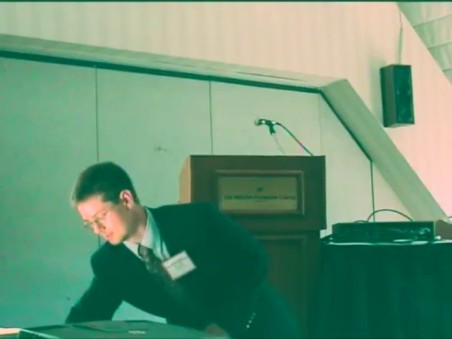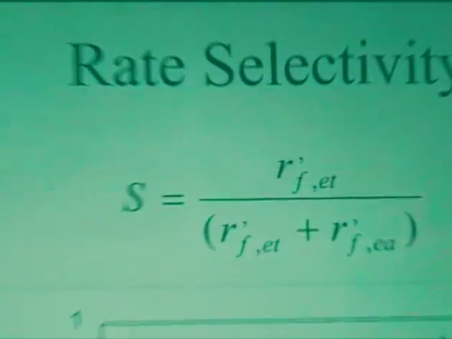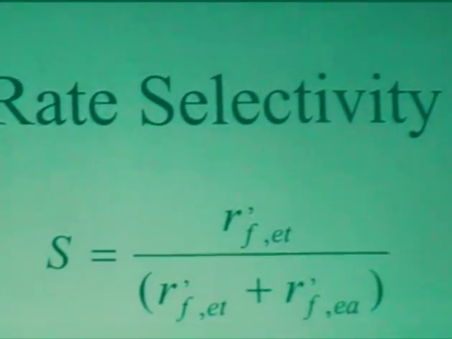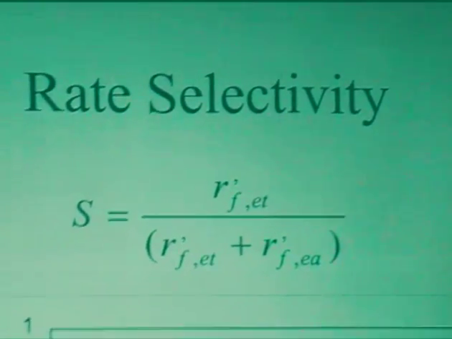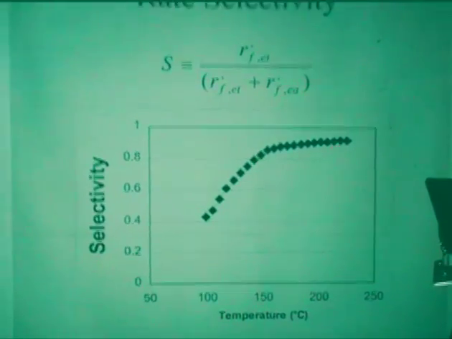So if you compare the rate data, the rate selectivity is shown here, and it shows agreeably that the selectivity increases with temperature. As you increase temperature, the selectivity goes up. The selectivity of ethylene.